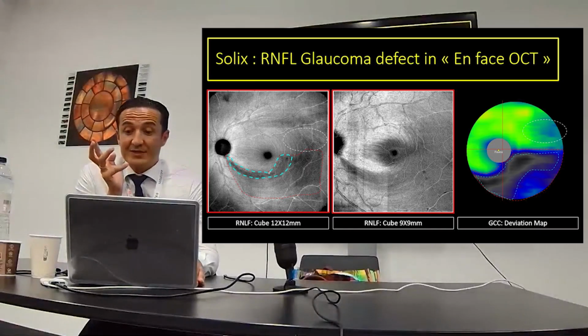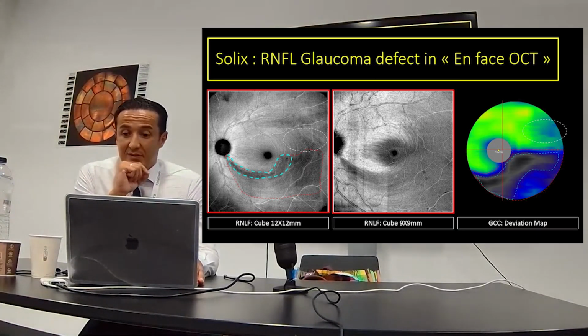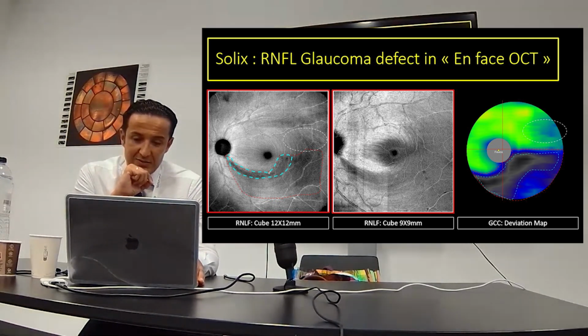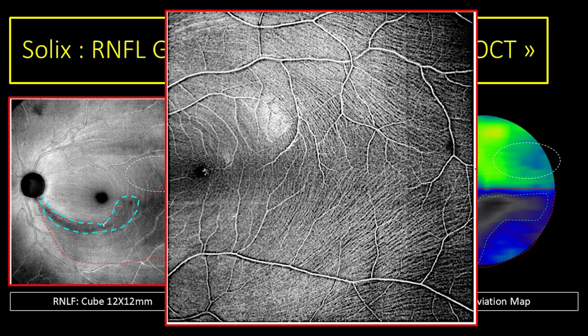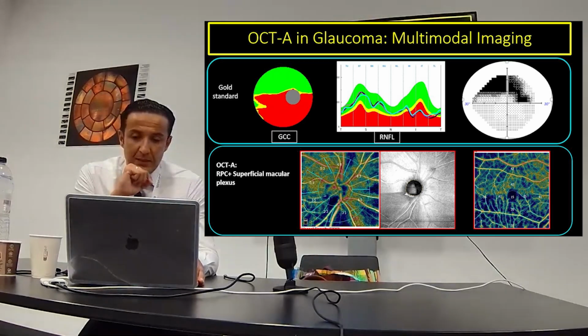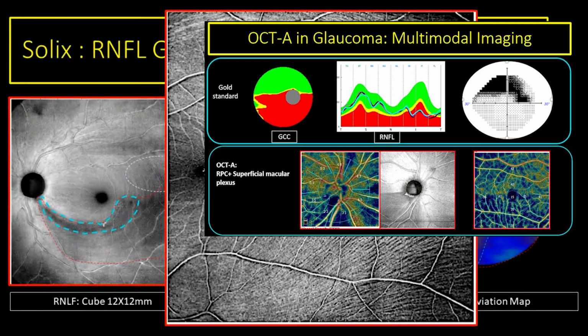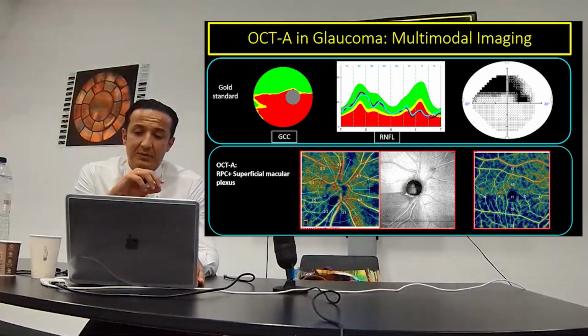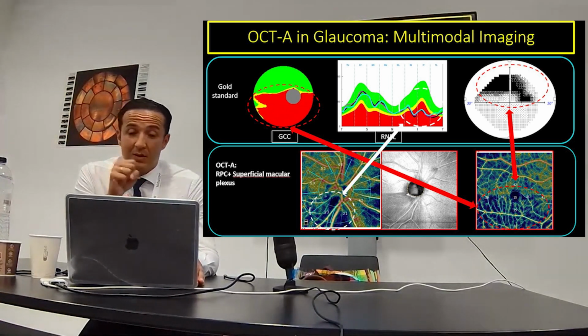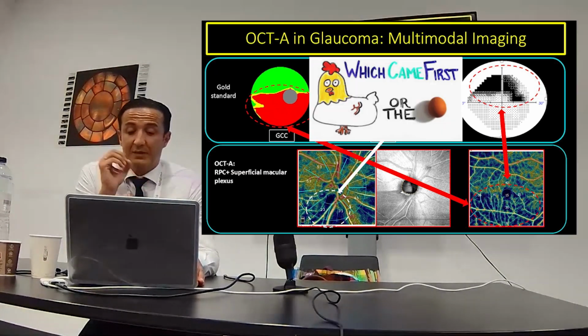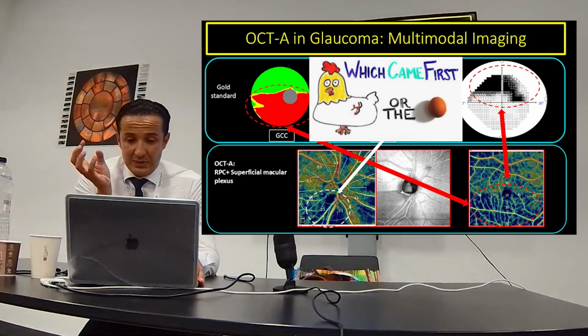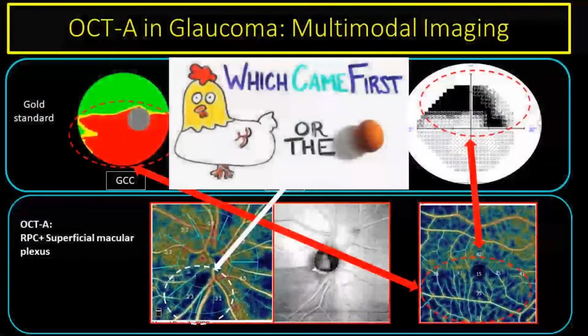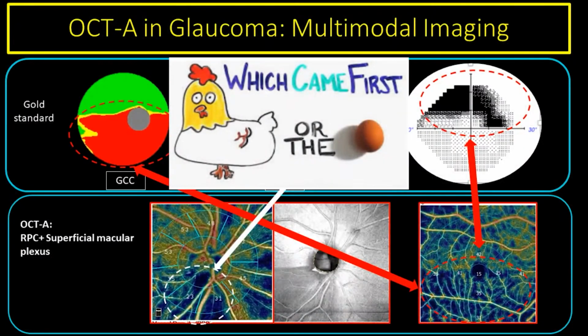You can use en-face OCT to analyze the location of the defect. And look here, you can make a very good comparison with the GCC. And look here, the first beginning defect in the superior-temporal location, as compared with the normal shape of the RNFL. We know there is a good correlation between structural OCT and OCT-A, but currently we don't know what is the egg or the chicken, if there is at the beginning a functional defect before the structural damage. This question still remains.